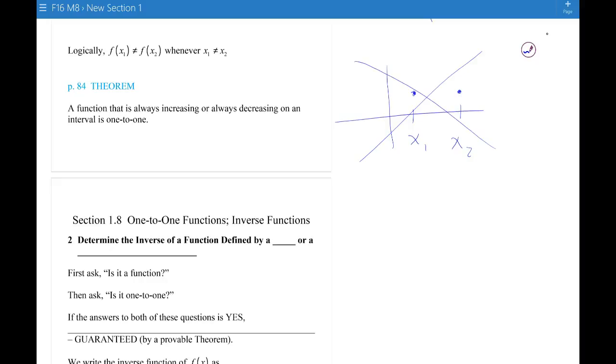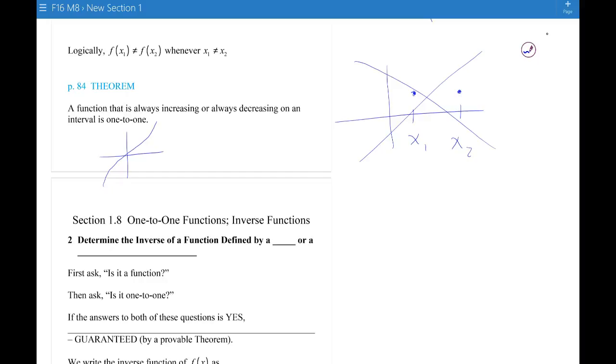A function that is always increasing or always decreasing is one-to-one. That seems pretty obvious, doesn't it? We'll prove it later in calculus. But if you're always increasing, you have to pass the horizontal line test because every y value is larger than the previous y value from the x value to the left.